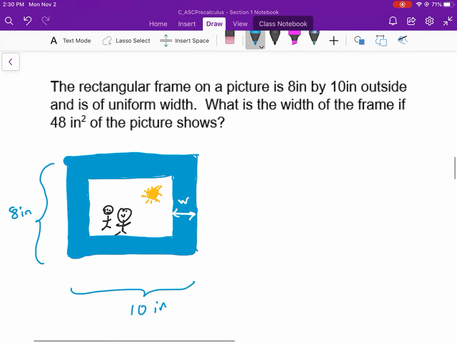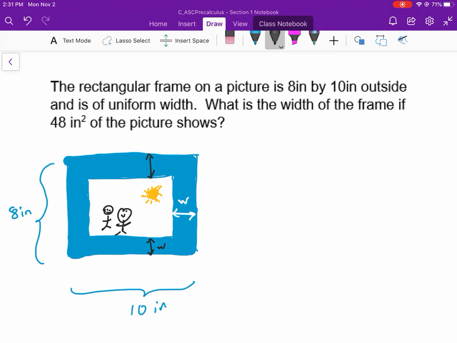All right, here's a harder one. You have a rectangular frame. I have this awesome picture in the inside of it. The frame is 8 inches by 10 inches, and the frame is of uniform width. So the question is, what is the width of the frame if 48 inches squared is the area of the picture? Okay, so when I was thinking about doing this one, each of these is a width of W also, right?